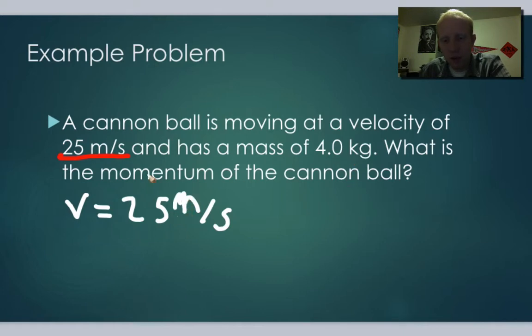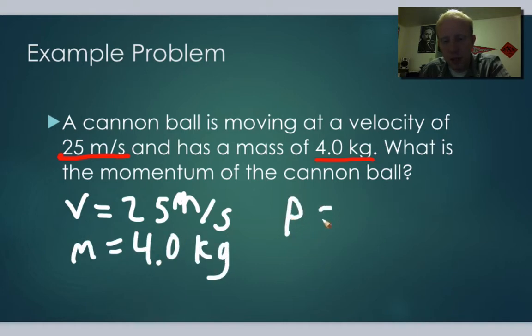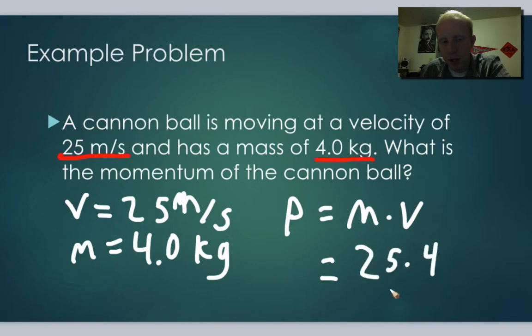We're also told that the mass is 4 kilograms. So we know both those quantities, and now we just plug them into our equation. Momentum equals mass times velocity. So that's going to be equal to 25 times 4, 4 times 25, same thing, and that's going to give us 100.